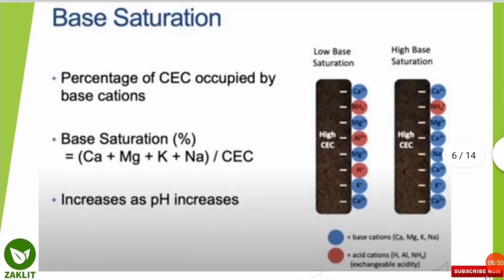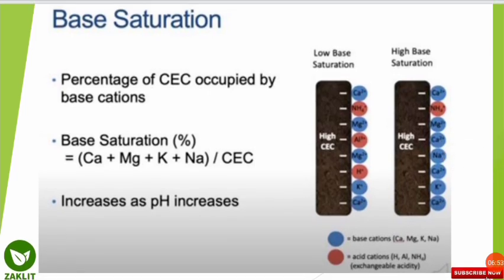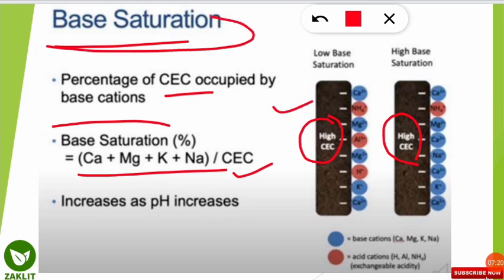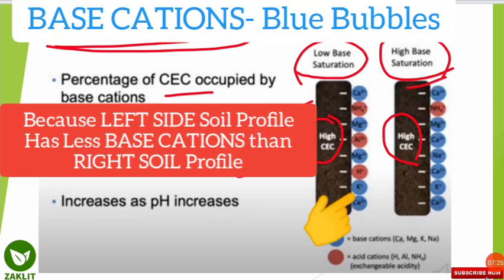Here one more term you should know, base saturation. So what is this base saturation? Actually, when we have calculated the CEC, that is cation exchange capacity, we can find out the base saturation. Only considering the base cations and dividing by the CEC, we will get the base saturation of the soil. Here, as you can see, both soils have high cation exchange capacity, but base saturation can vary. In this soil there is low base saturation, but in this soil there is high base saturation. Why? Because the left side soil profile has fewer base cations, but the right soil profile has more base cations.